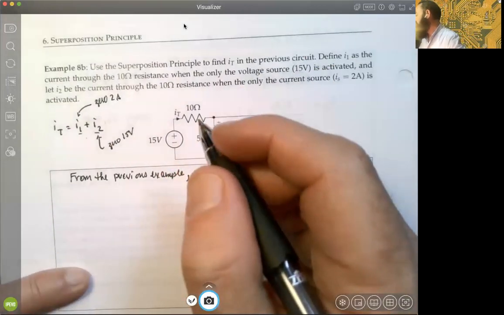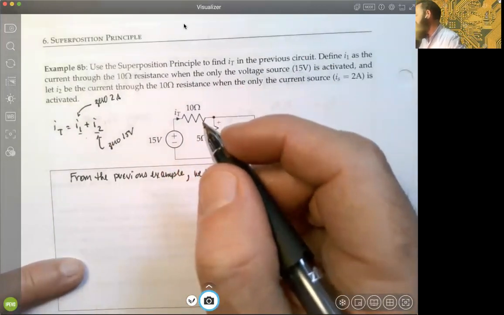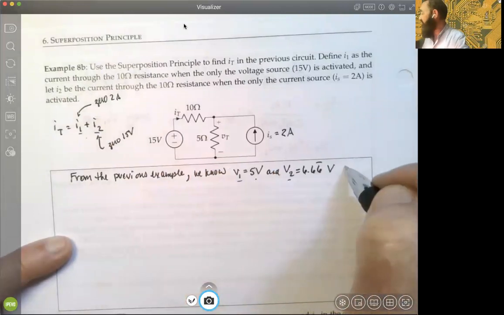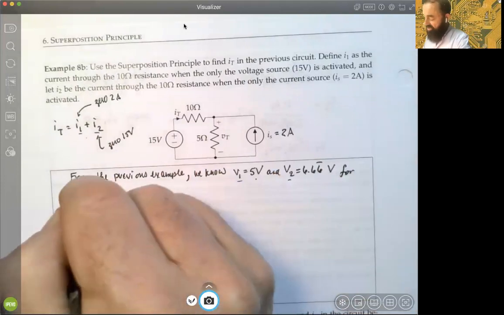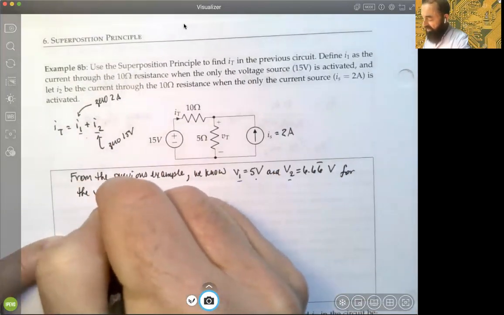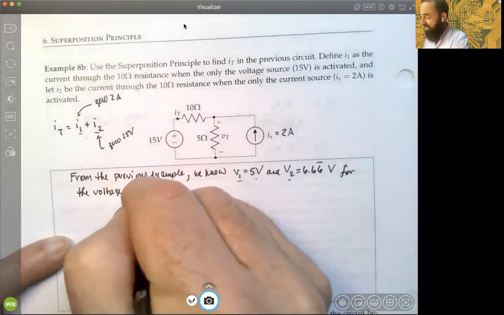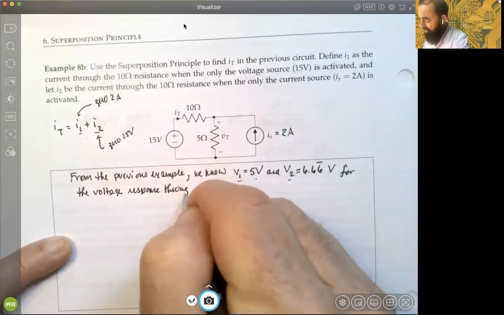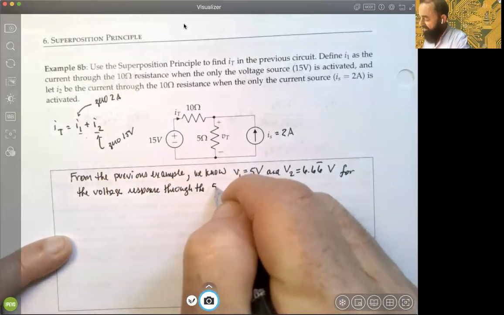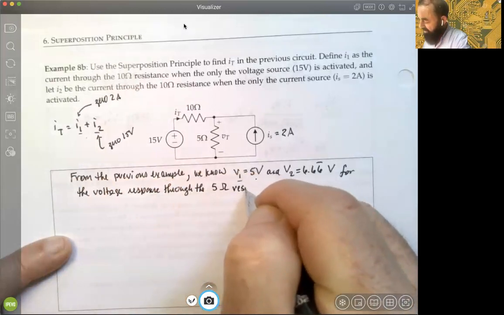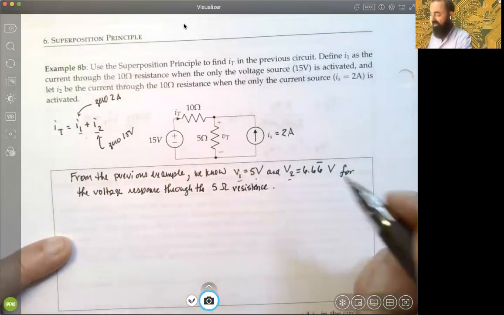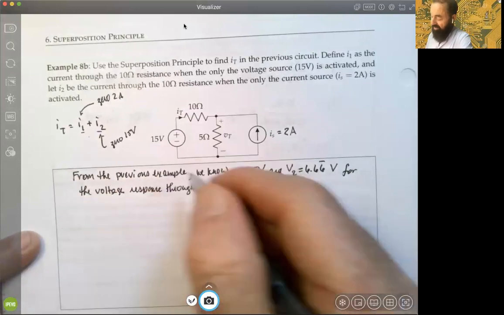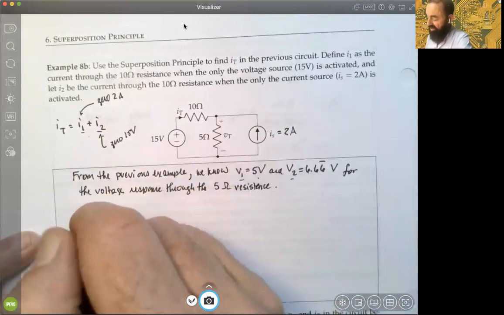All right, and this again was V1 and V2, for the voltage response through the 5 ohm resistance, okay? I'm just repeating what we just did on page 77, okay? All right, so now let's look at the situation we're at here with getting current responses.